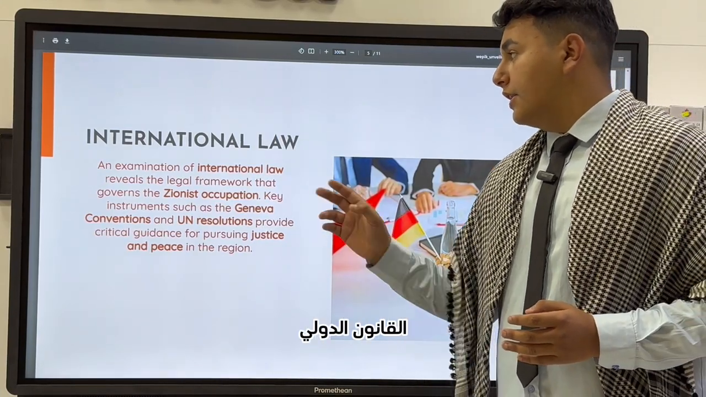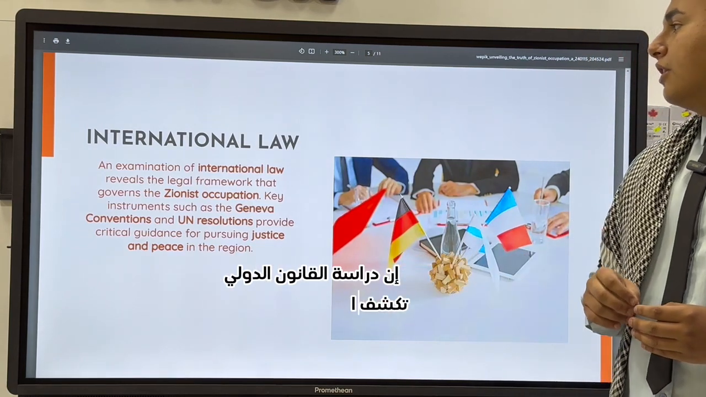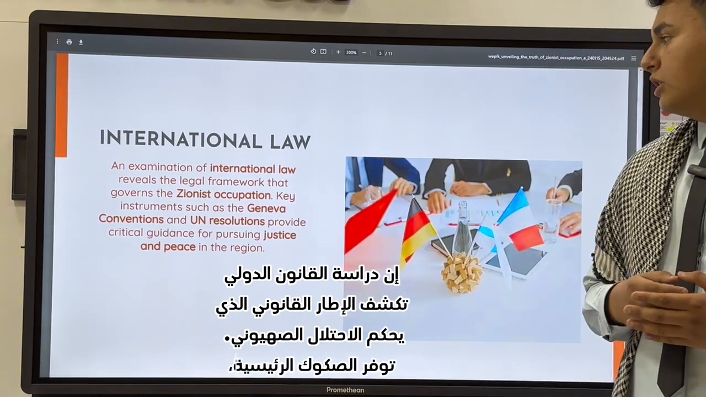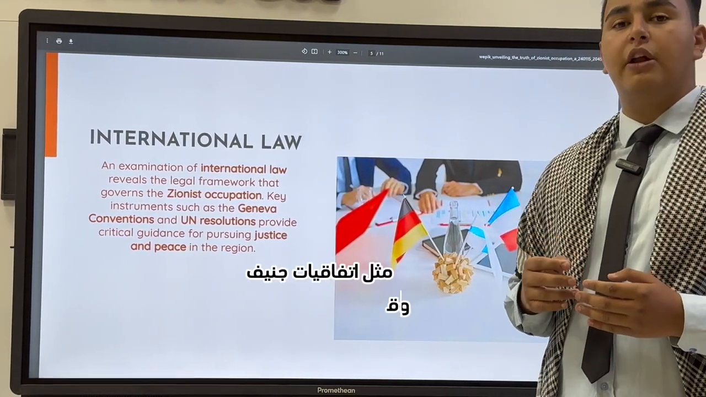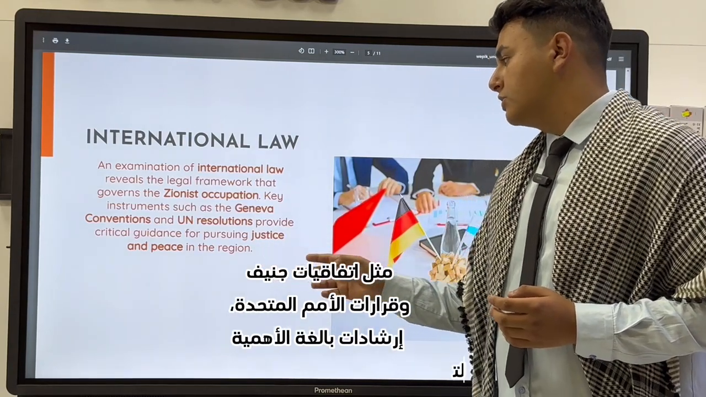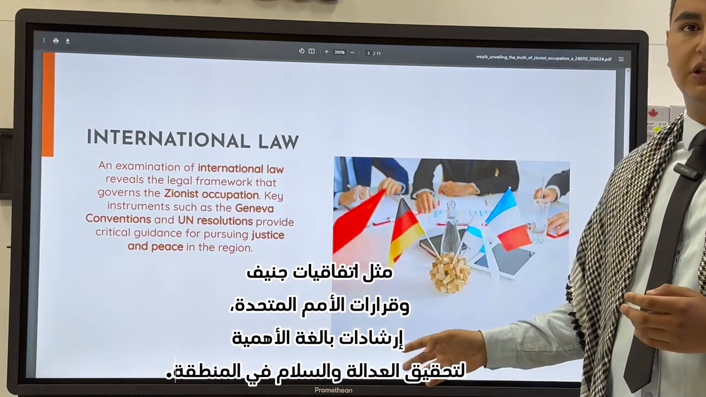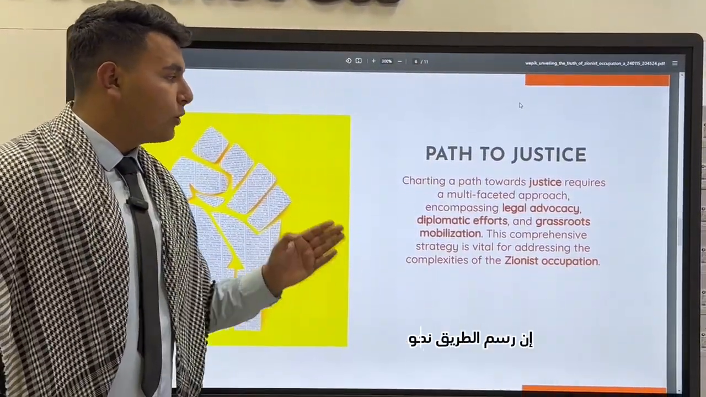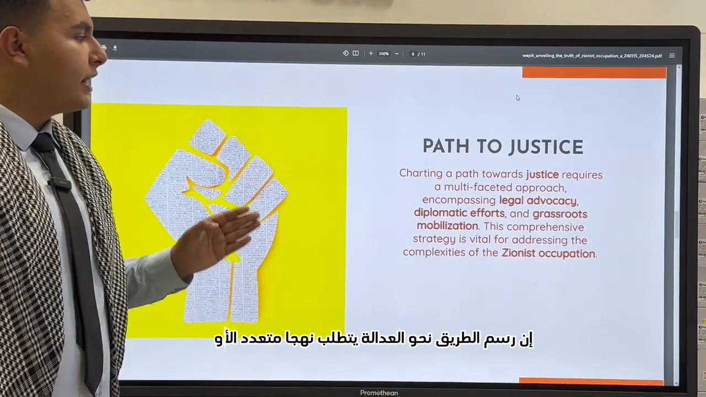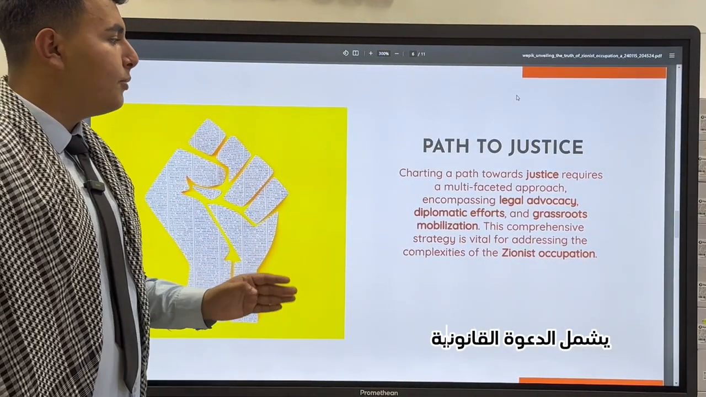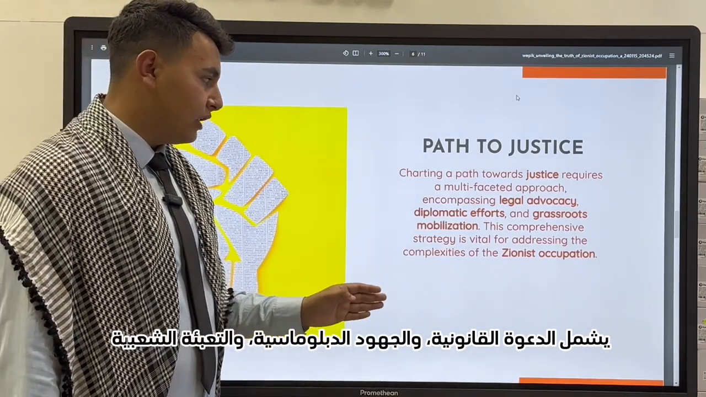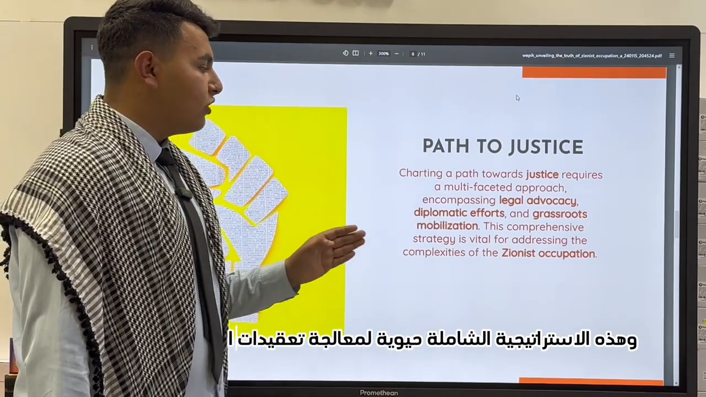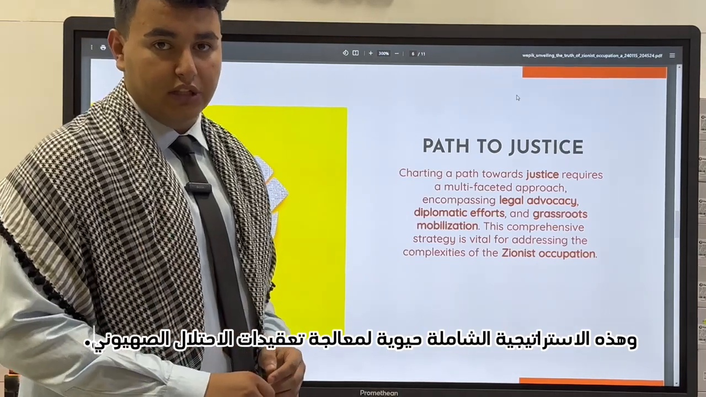International law. An examination of international law reveals the legal framework that governs the Zionist occupation. Key instruments such as the Geneva Conventions and UN resolutions provide critical guidance for pursuing justice and peace in the region. Path to justice. Charting a path toward justice requires a multifaceted approach encompassing legal advocacy, diplomatic courts, and grassroots mobilization. This comprehensive strategy is vital for addressing the complexities of the Zionist occupation.